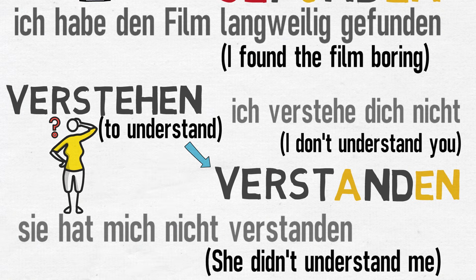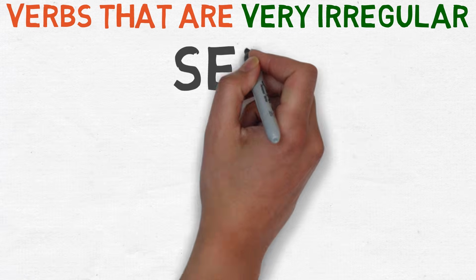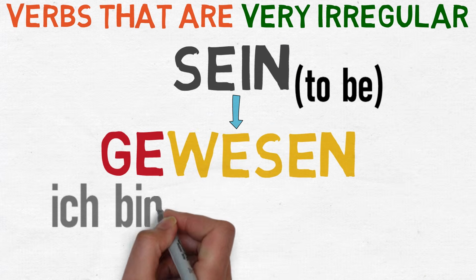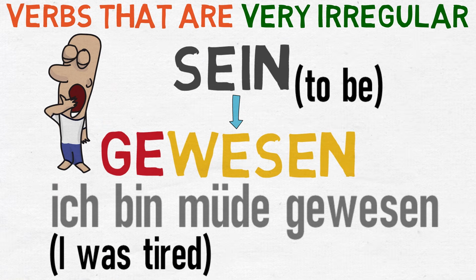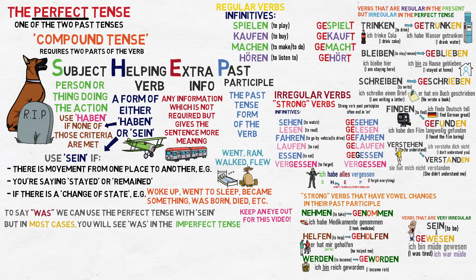Finally, there are some irregular verbs with highly irregular past participles, the main one of which is sein, whose past participle is gewesen. For example, ich bin müde gewesen. I was tired. As I mentioned earlier, it would be much more efficient to use the imperfect tense here. Ich war müde. But this will be discussed in a later lesson. This is by no means an exhaustive list of past participles, and it's always worth learning a verb's past participle when you learn the verb itself.